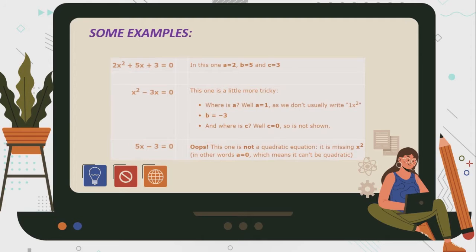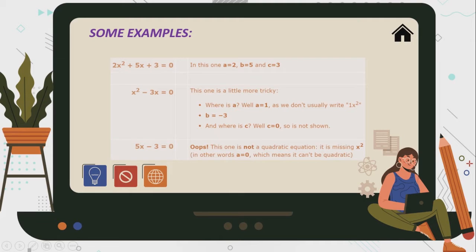Some examples. 2x squared plus 5x plus 3 equals 0. Okay, in this one, a equals 2, b equals 5, and c equals 3. Example number 2, x squared minus 3x equals 0. This one is a little more tricky, so where is a? Well, a equals 1, as we don't usually write 1x squared. And b equals minus 3. And where is c? Well, c equals 0, so it's not shown.